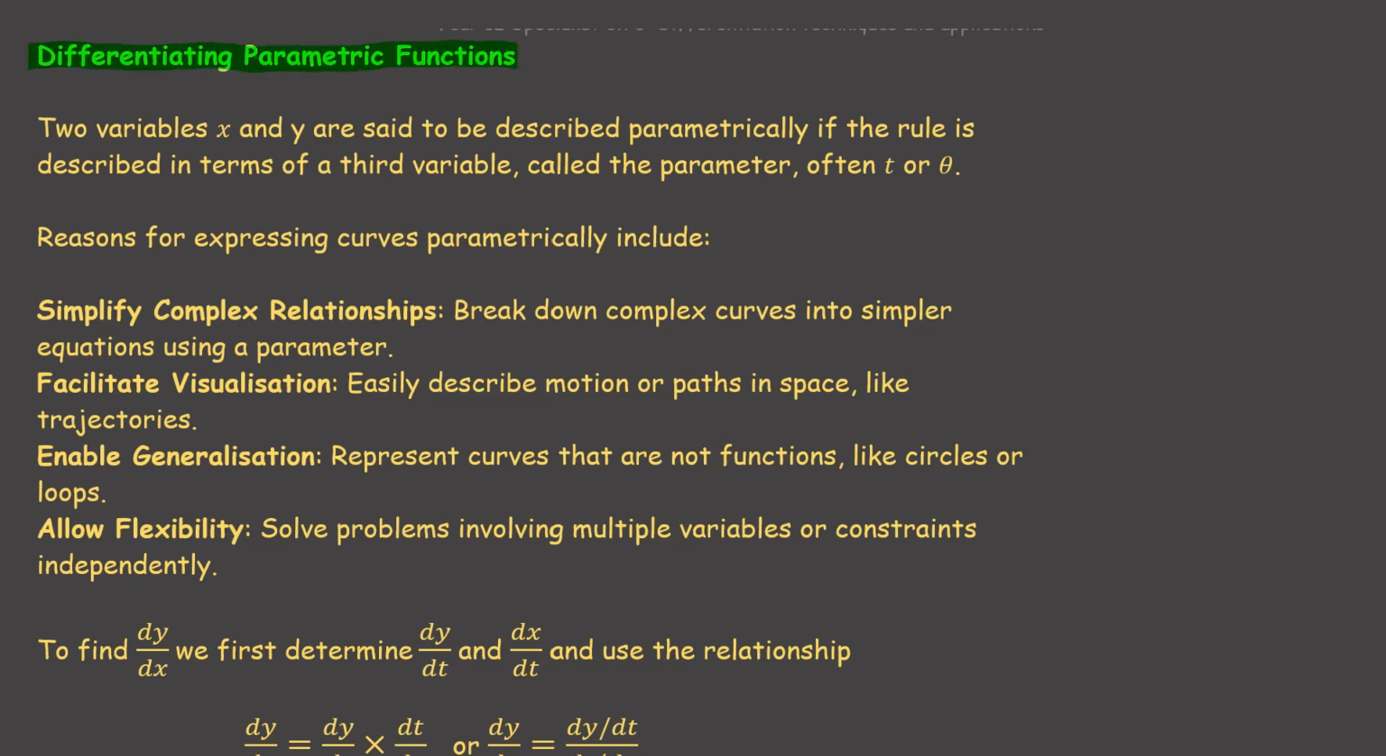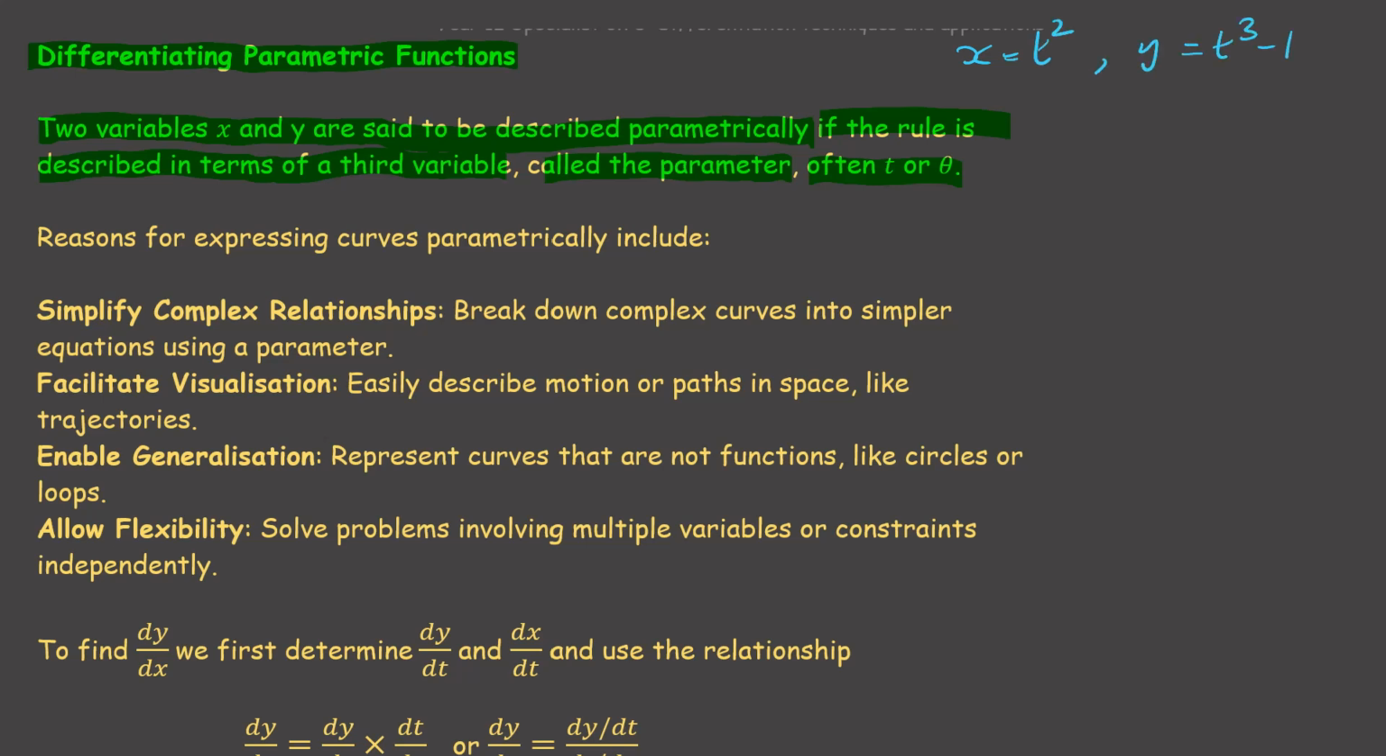Differentiating parametric functions. Two variables x and y are said to be described parametrically if the rule is described in terms of a third variable, called the parameter. Often t or theta is used. So what you might see is something like x equals t squared, y equals t cubed minus 1.